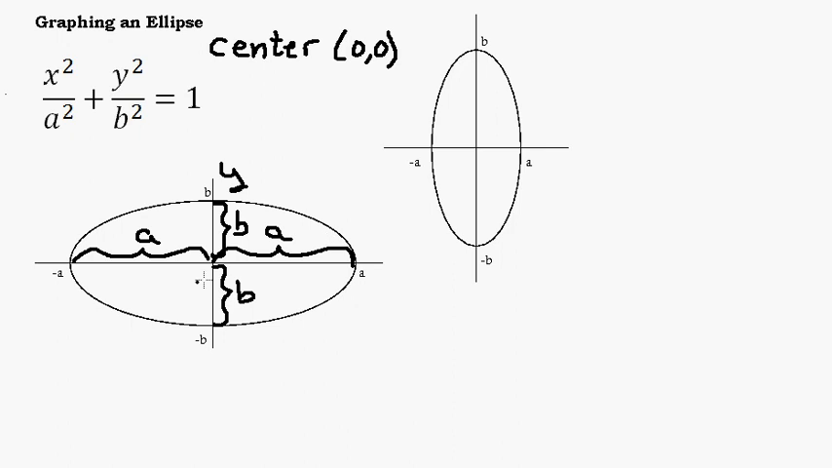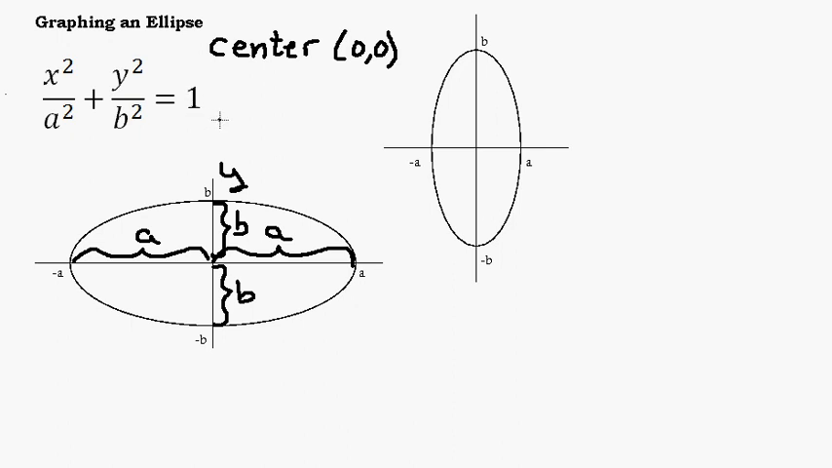Okay, now if your a value is bigger than your b value, your ellipse is going to look like this. If your a value is smaller than your b value, your ellipse is going to look elongated on the vertical. It's going to look like this. All right, so a and b, one doesn't have to be necessarily bigger than the other one.